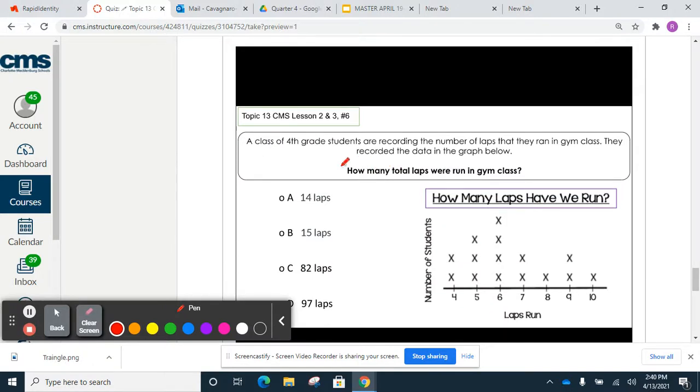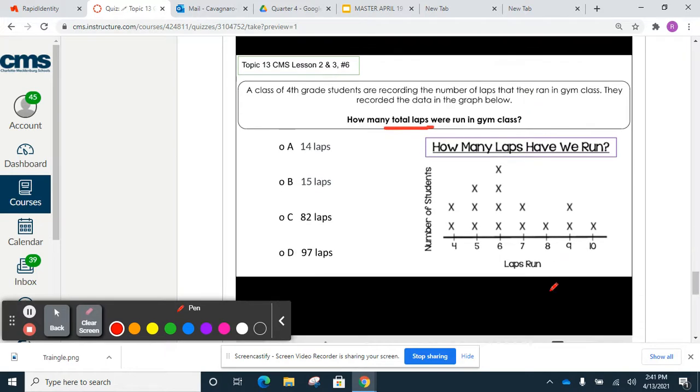Question 5. A class of 4th grade students are recording the number of laps that they ran in gym class. They recorded the data in the graph below. How many total laps were run in gym class? So here's the number of laps run and the number of students. So 2 students ran 4 laps. Well, in order to get that answer, I need to do 4 plus 4, and I know that that's 8. Okay. There were 3 students, 1, 2, 3, who ran 5 laps. So that's 5, 10, 15.